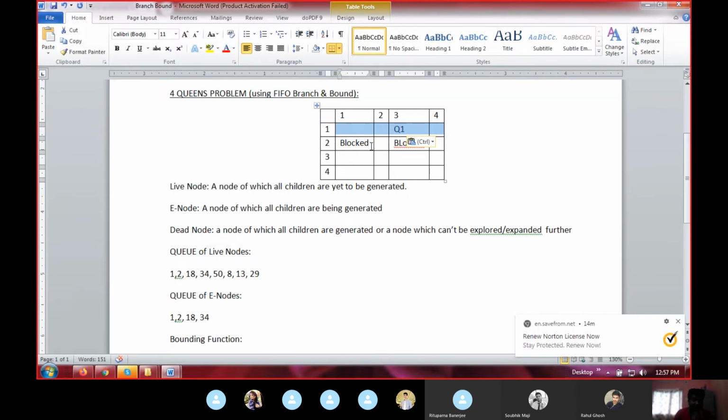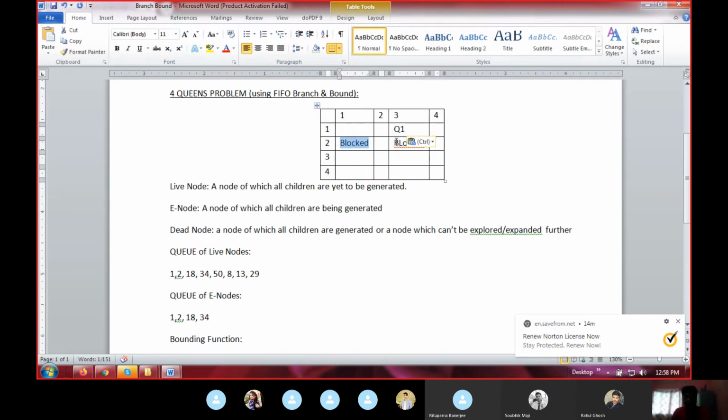Okay, so you remember the backtracking technique. We first assumed one position for q1, and then we go for q2, then q3, then q4. So we are going along the depth of the tree. But here, first we are considering all the possible locations for q1. Then we will come up to q2. See, q3 and q4 are not yet considered so far, and this is the difference between FIFO branch and bound and backtracking.